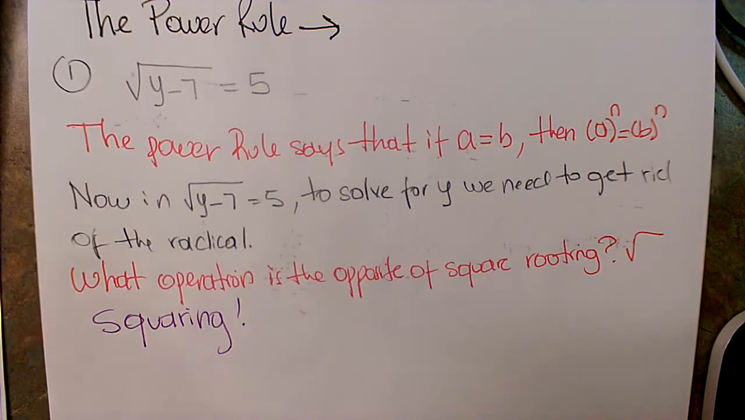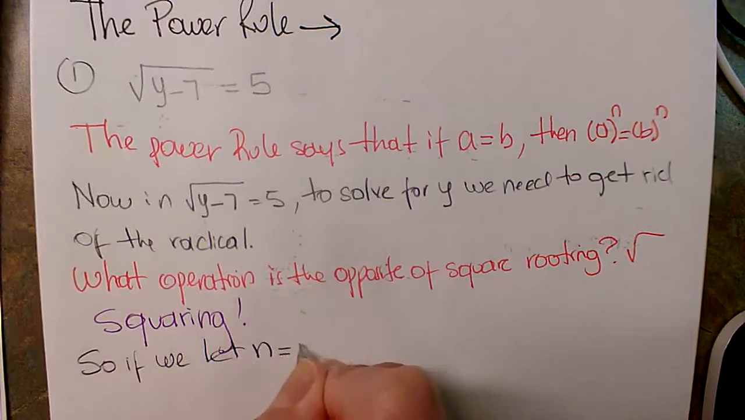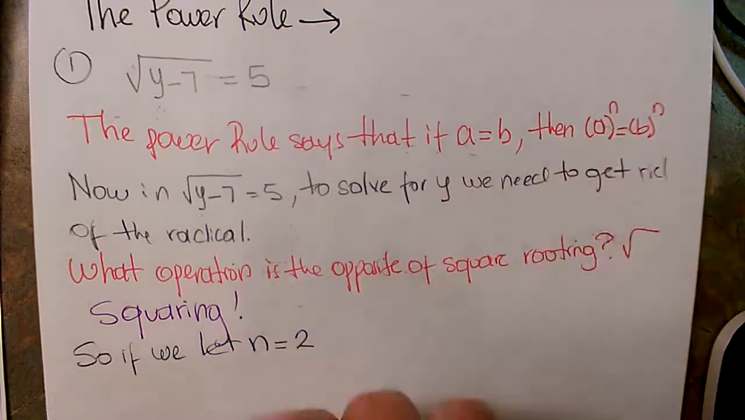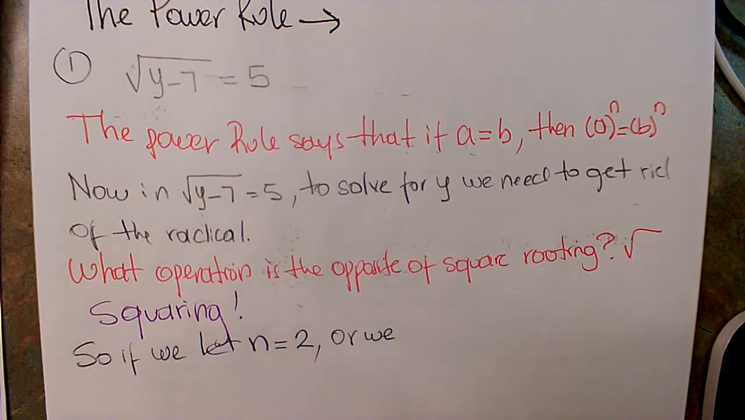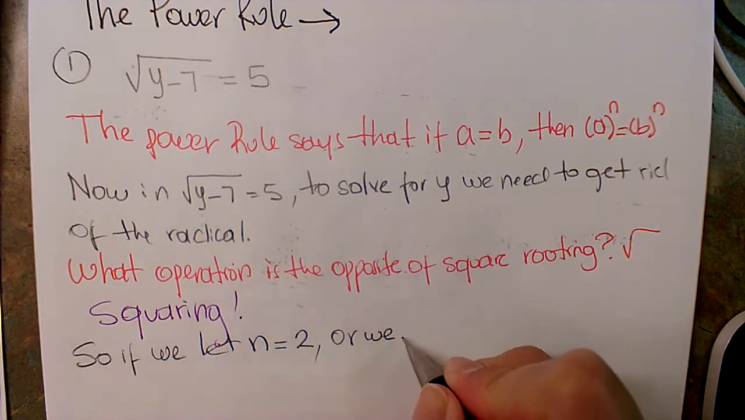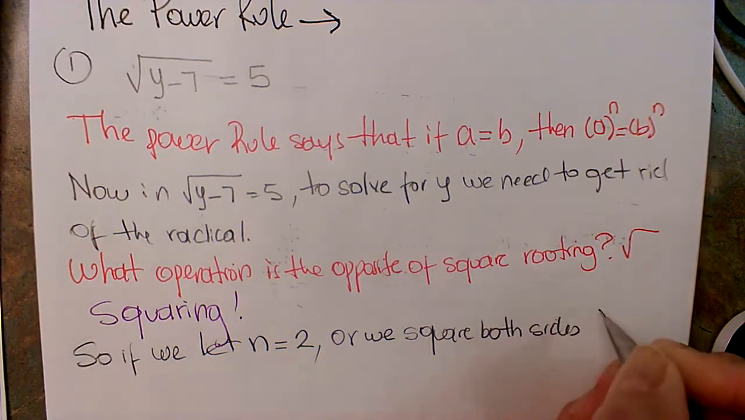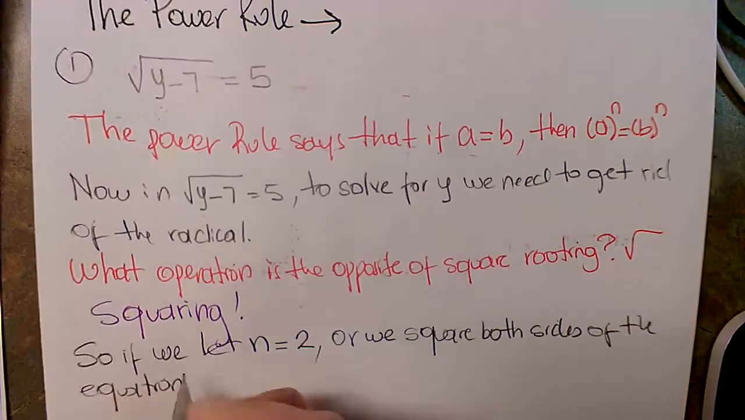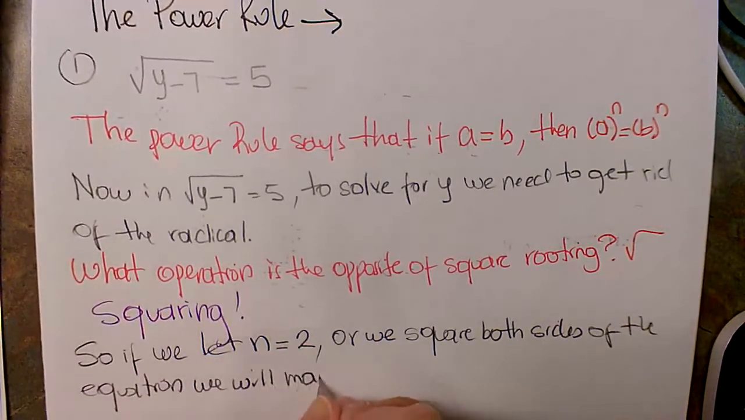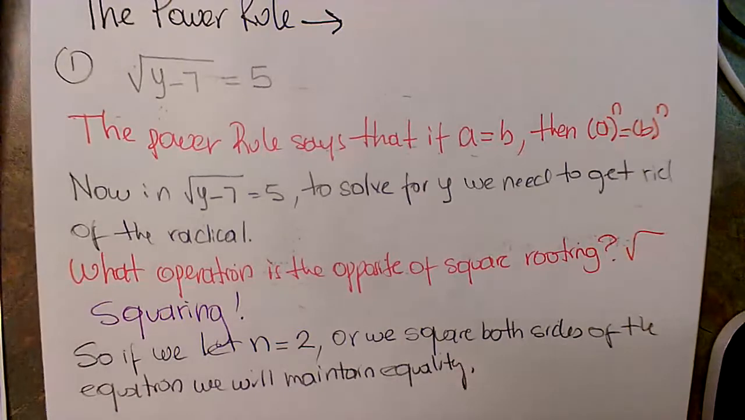So if we let n be equal to 2, or we square both sides of the equation, we will maintain equality.